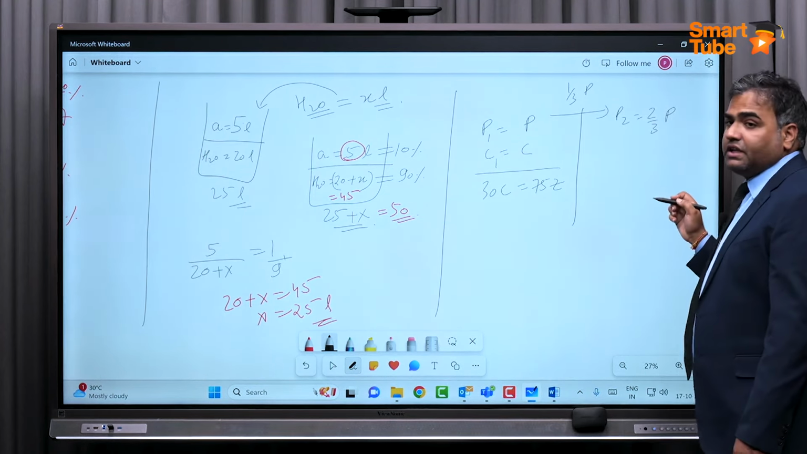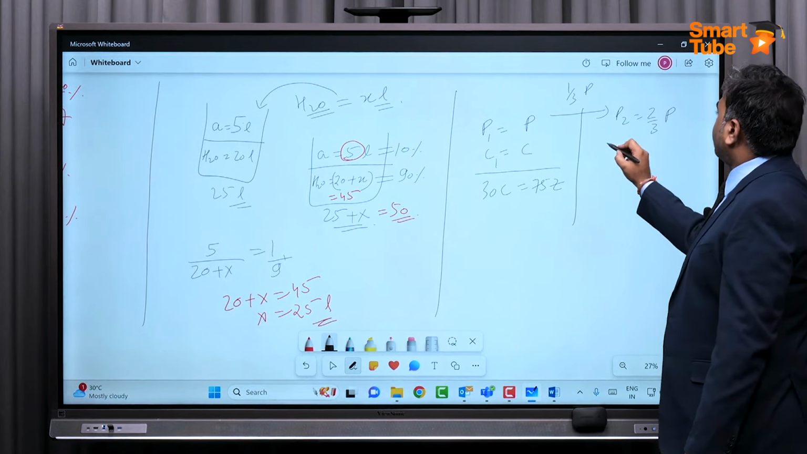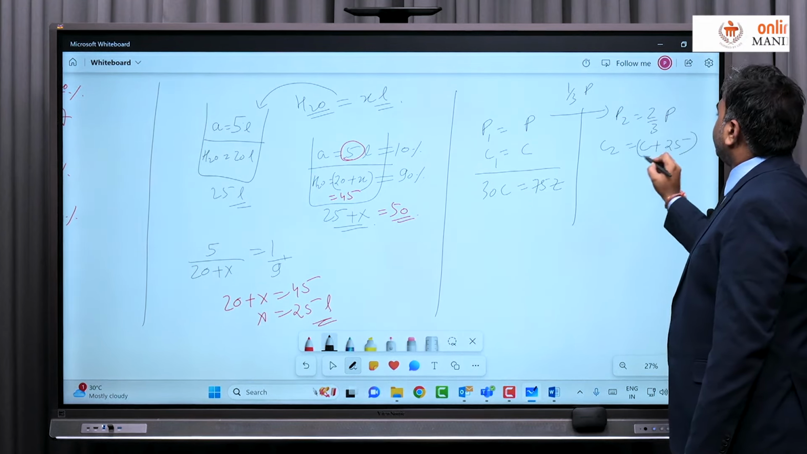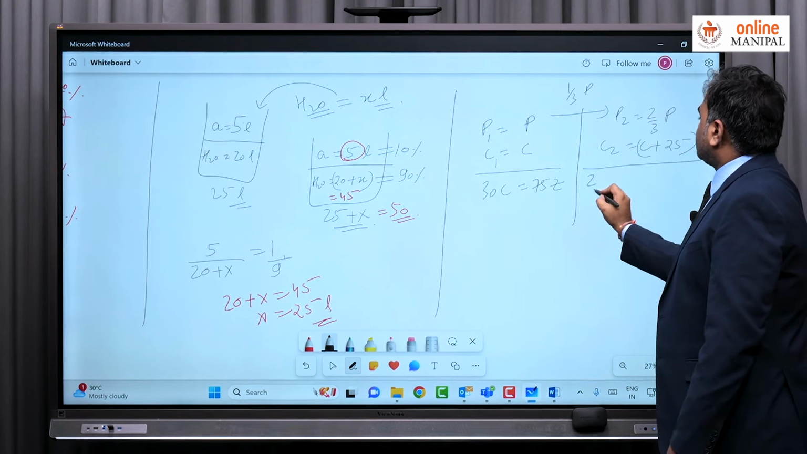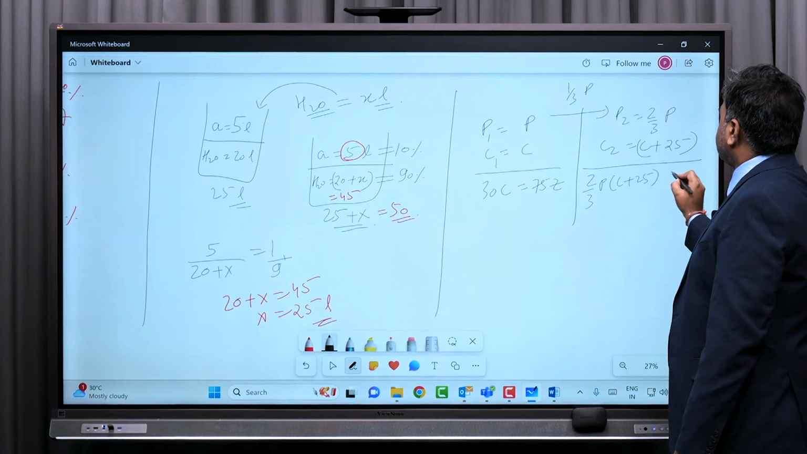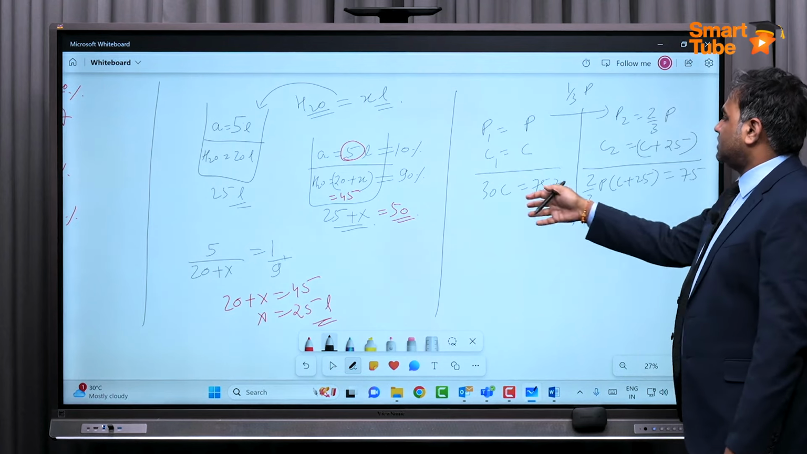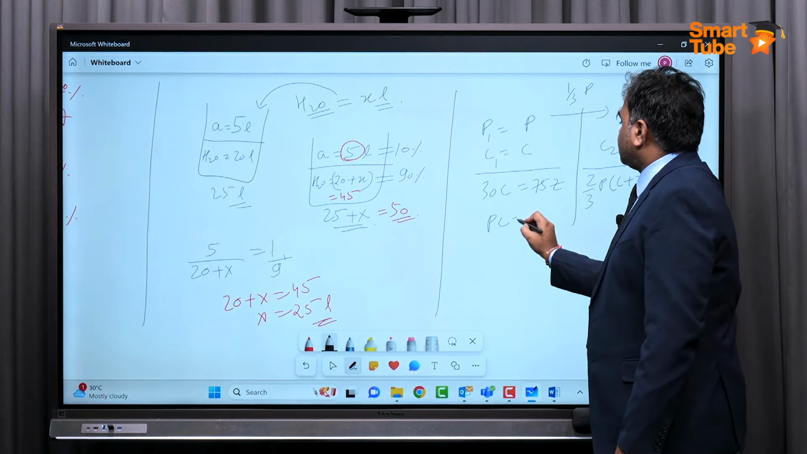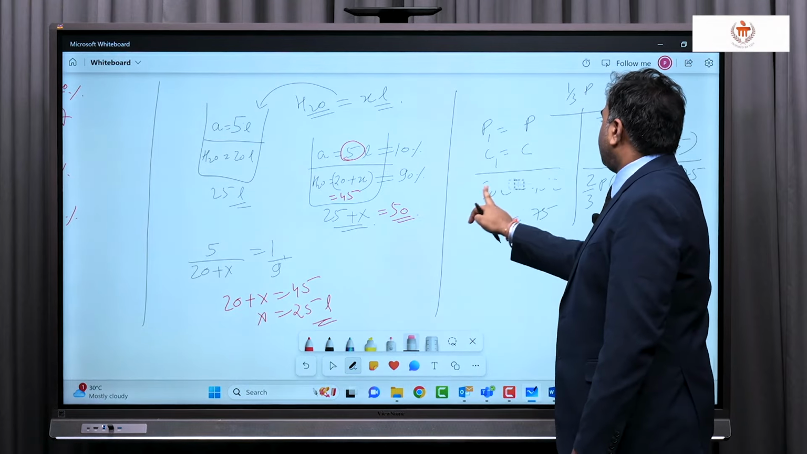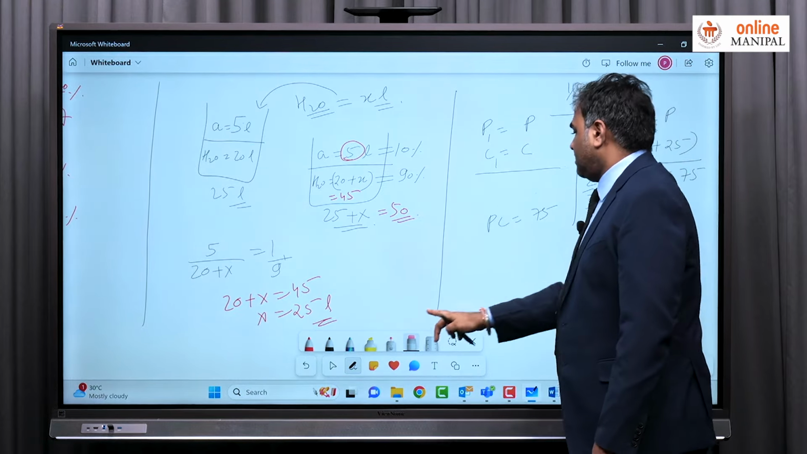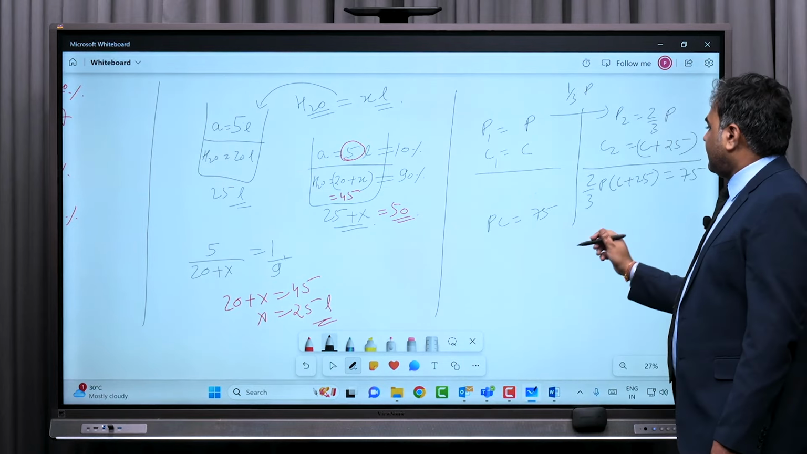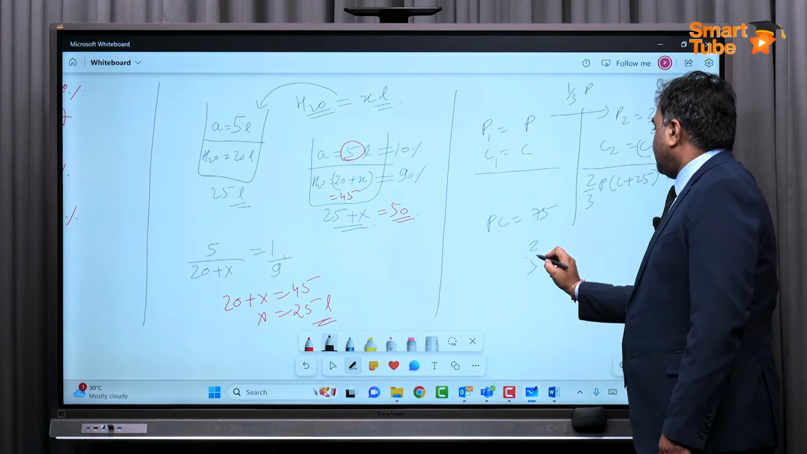I hope everyone is clear with this part. And what is your new consumption? Your new consumption is C plus 25, because you are eating 25 apples more. So this 2/3 P into (C plus 25) is 75. Earlier also P into C was 75, and here also this is 75. Let me erase this part because I changed the P value. I hope everyone is clear with this part. So if I open the bracket here, I'll get 2/3.